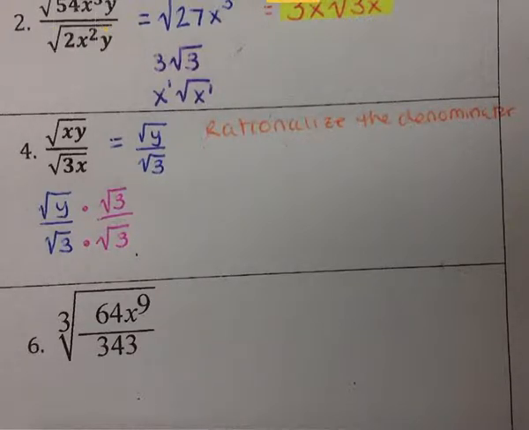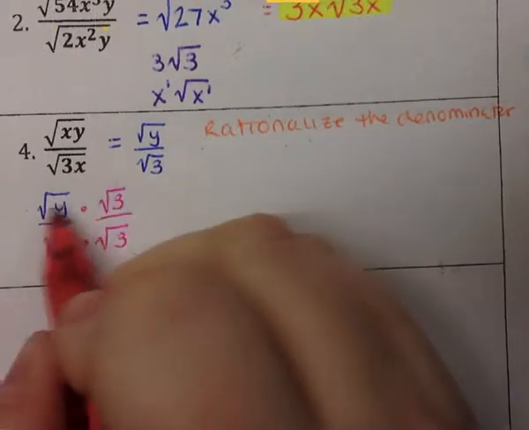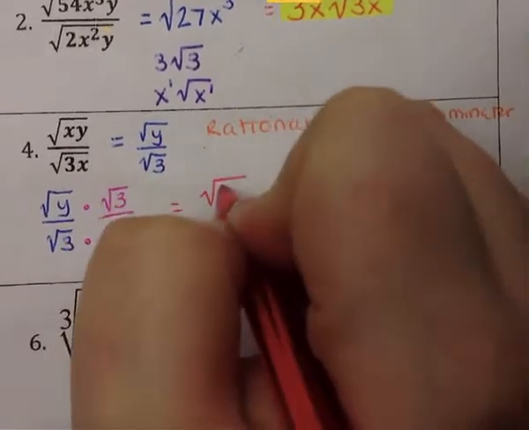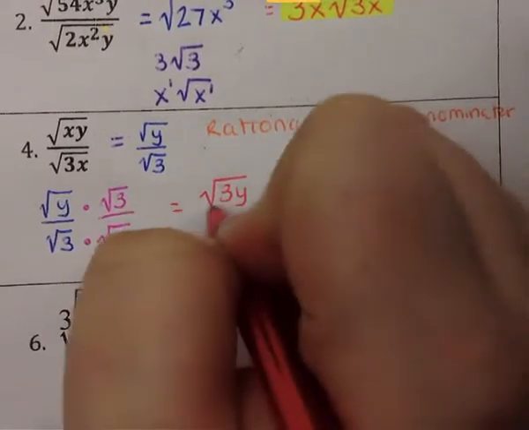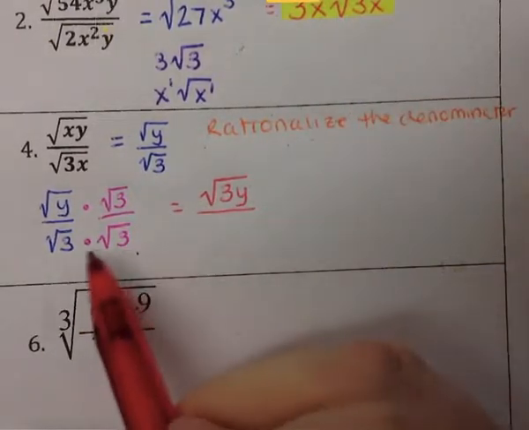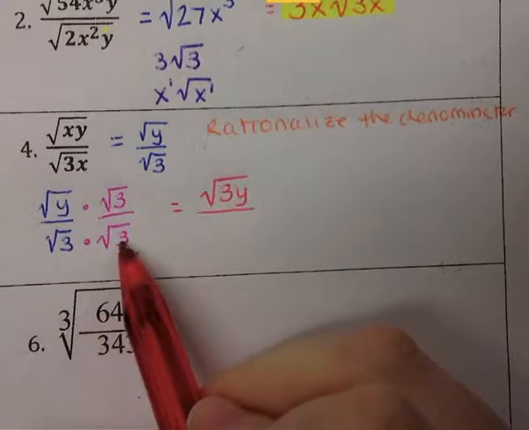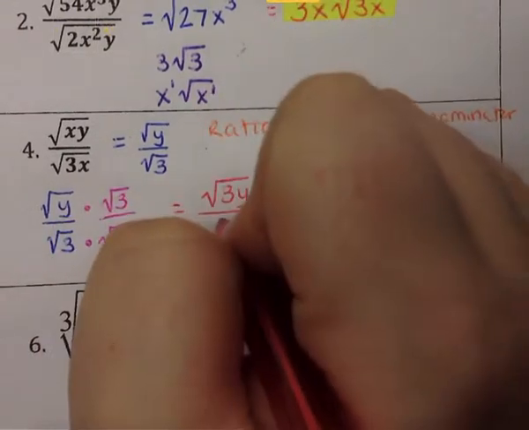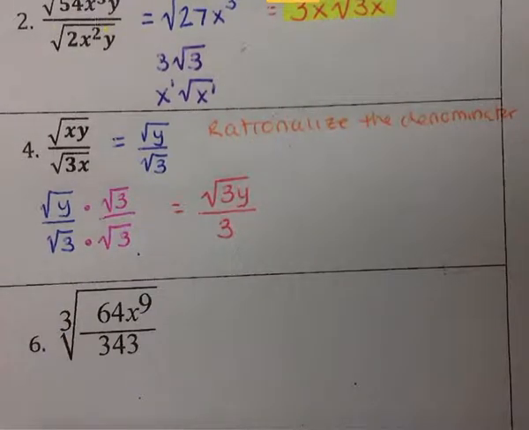This will give us the square root of y times square root of 3 is equal to the square root of just 3y over, divided by, the square root of 3 times the square root of 3 is just 3, because this becomes square root of 3 squared, and you're just left with the radicand. And this is our final answer.